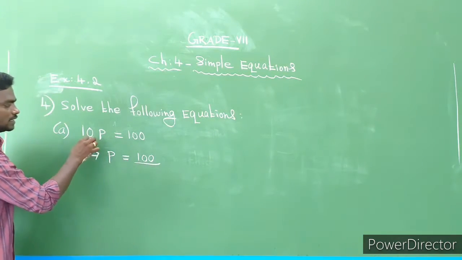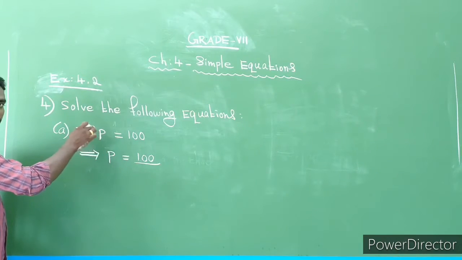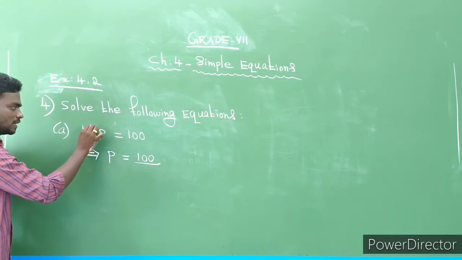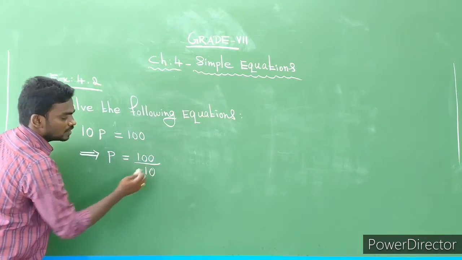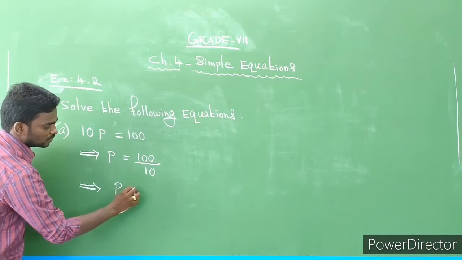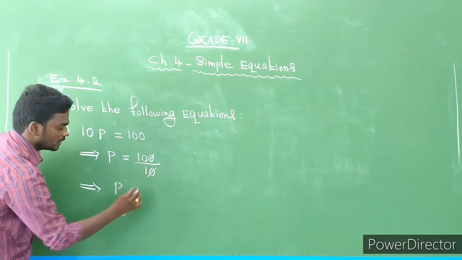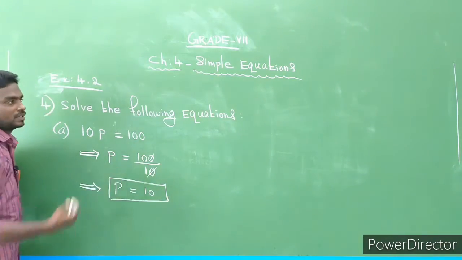Division. Because 10p means 10 multiplied by p. The 10 multiplication on the left side is transposed to division on the right side. This implies the value of p is equal to 100 divided by 10. The 0 and 0 cancel. So what is the value of 10 by 1? That is 10. So the value of p is equal to 10.